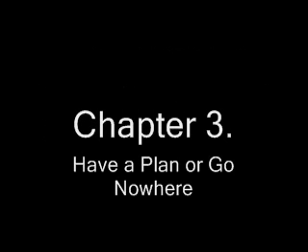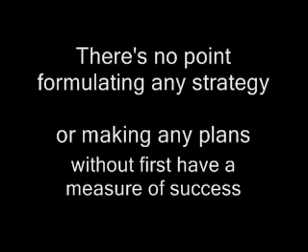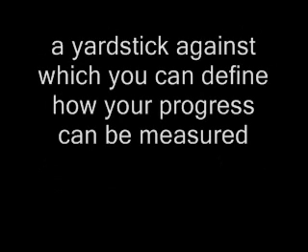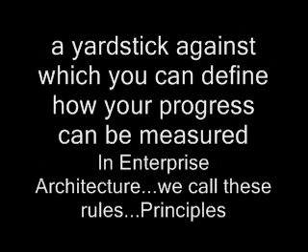Have a plan or go nowhere. There's no point formulating any strategy or making any plans without first having a measure of success. So the first part of this chapter is all about defining the rules of engagement, and to do this you need a set of achievable goals, a yardstick against which you can define how your progress can be measured. In enterprise architecture we call these rules principles.